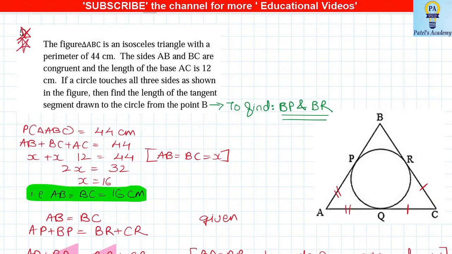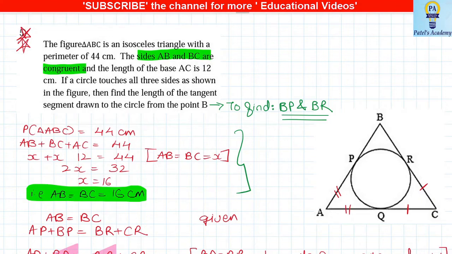First thing, they have given it is an isosceles triangle having perimeter 44. So see the first step of calculations, that is triangle ABC, perimeter is 44, AB plus BC plus AC is 44, and in the question they have given that AB and BC are congruent. So I'm taking that as X. So X plus X plus 12 is 44. After shifting 12 we get 32.